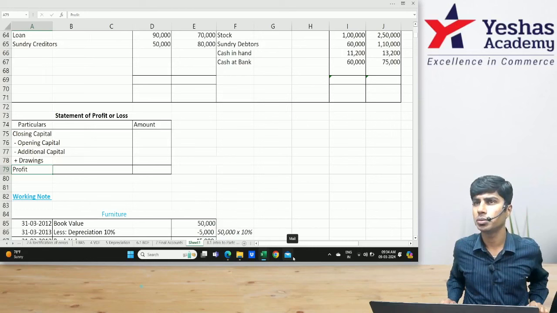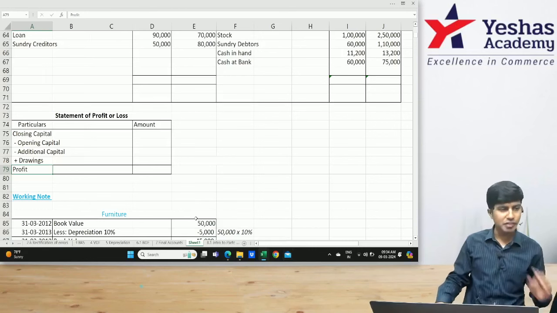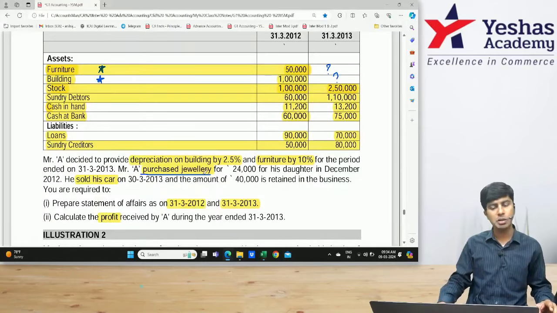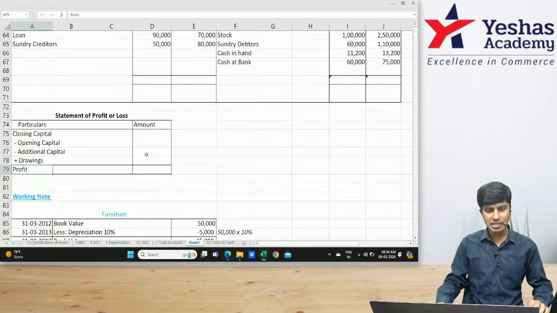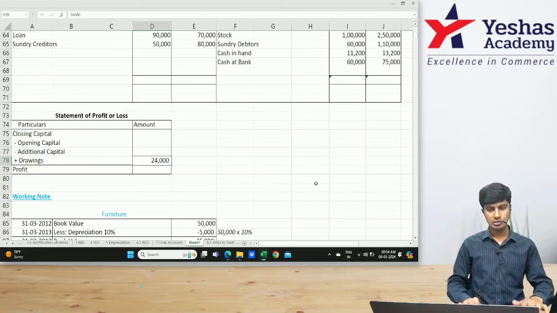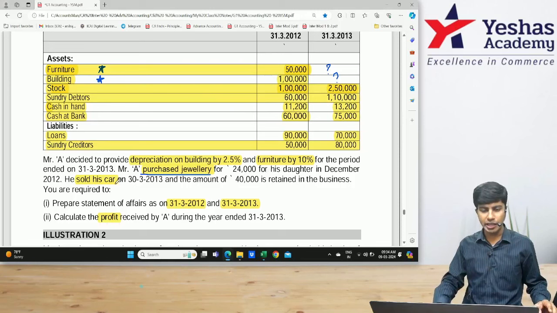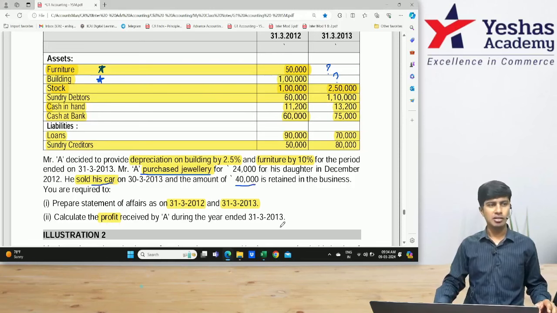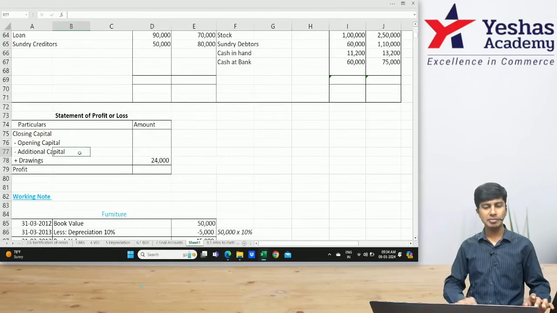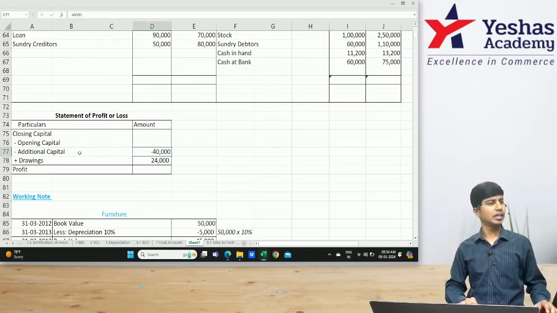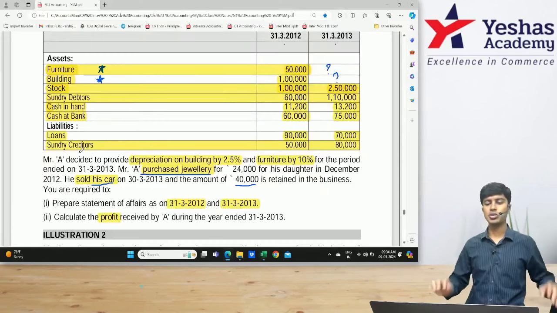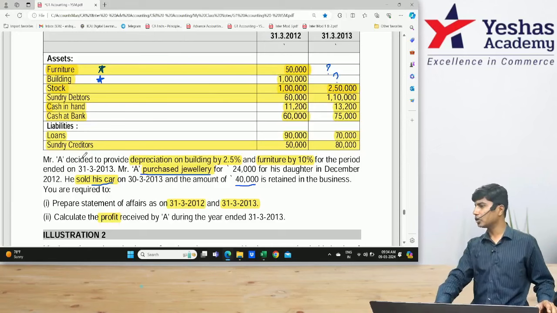Okay, now. Come on. What did we just get to know? We got to know that jewelry has been purchased. Drawings? 24. Plus or minus? Fantastic. Then, car sold, 40,000. What is it? Shall we write here additional capital, plus or minus? Minus 40. Done. That's it. The question is over. Did we finish the question?